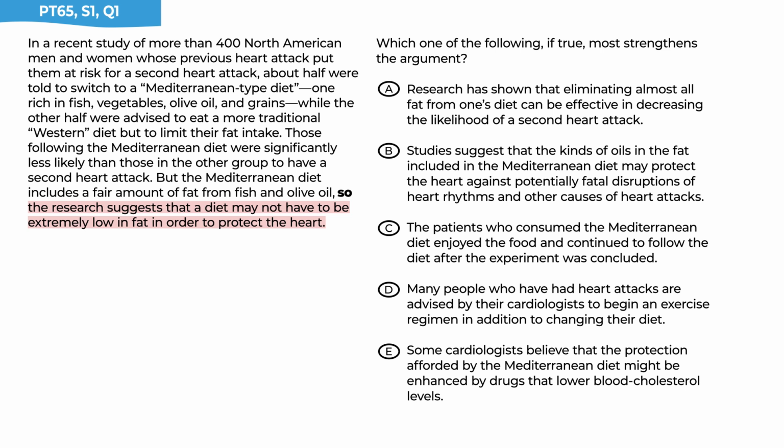Well, before that word so, we get this word but, which sometimes means a pivot, sometimes it means and. Right? But the Mediterranean diet includes a fair amount of fish. Well, it's hard to piece that together. Let's go ahead and focus back up on the first part of the argument here.